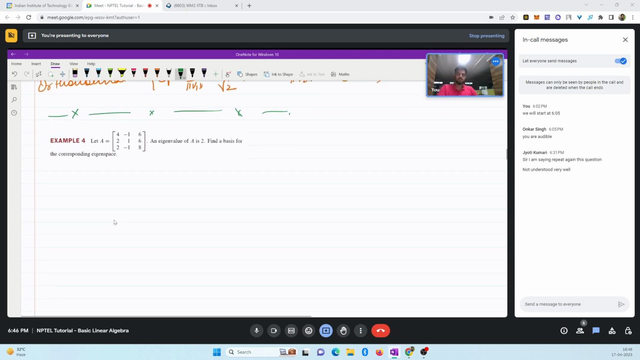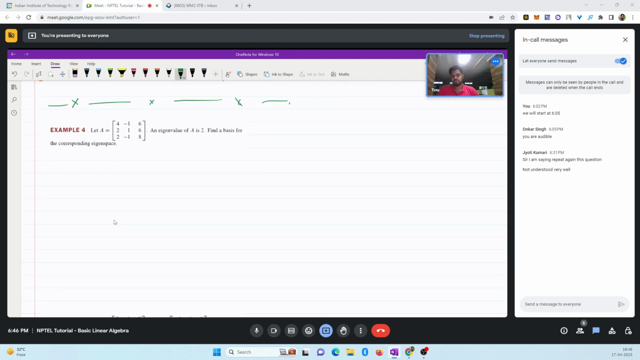So first of all, read the question. Let A be a given matrix, and we are given that an eigenvalue of A is 2. It is asking you to find a basis for the corresponding eigenspace. So it is asking you to find linearly independent eigenvectors corresponding to lambda equal to 2.